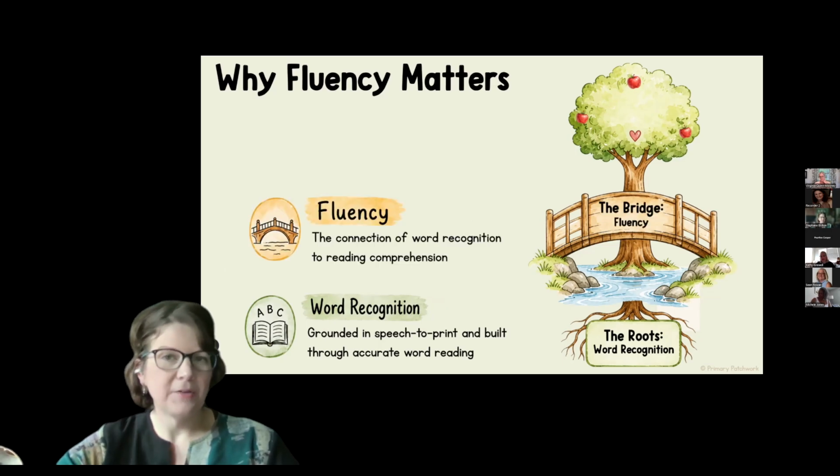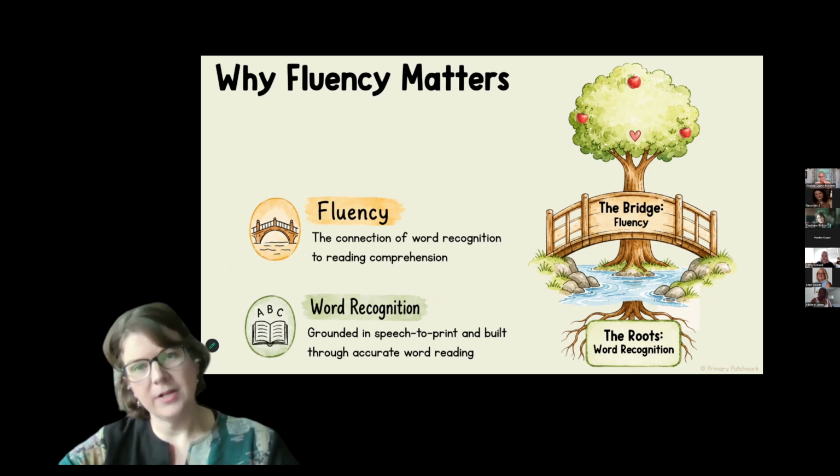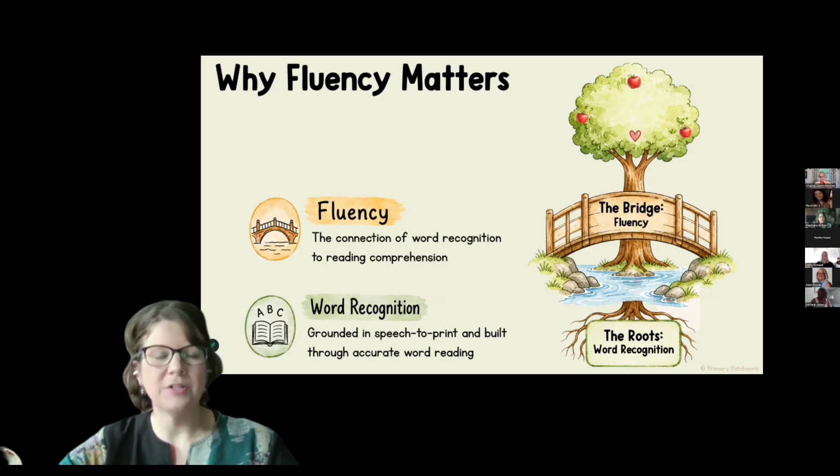Fluency is like the trunk of the tree, or you could even consider it like the bridge connecting word recognition to comprehension. So basically, fluency is what helps readers cross from simply getting the words off the page to actually making meaning from those words.